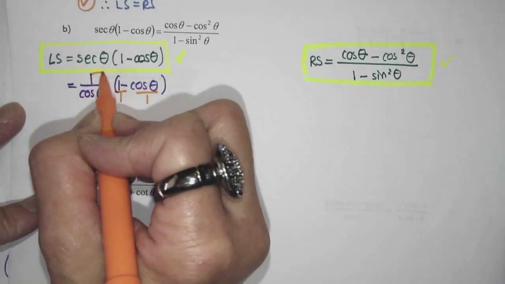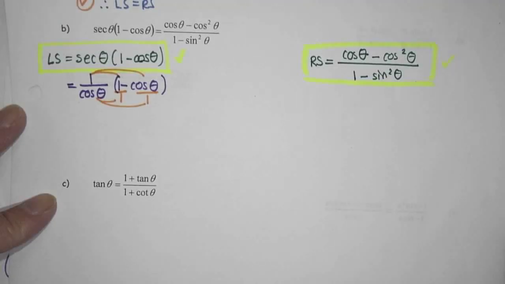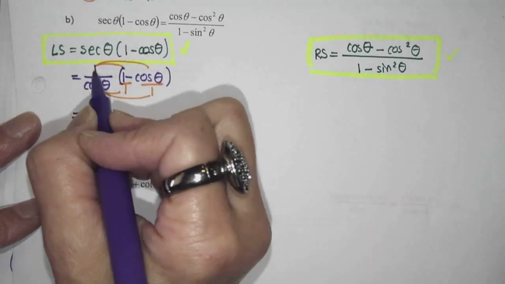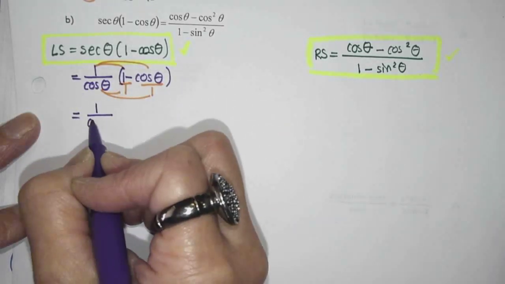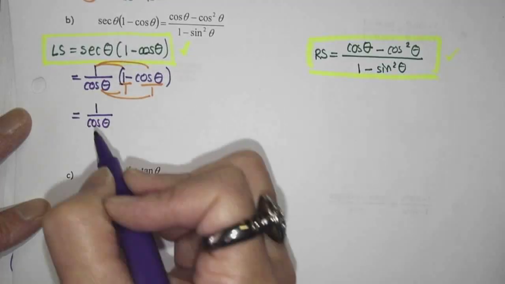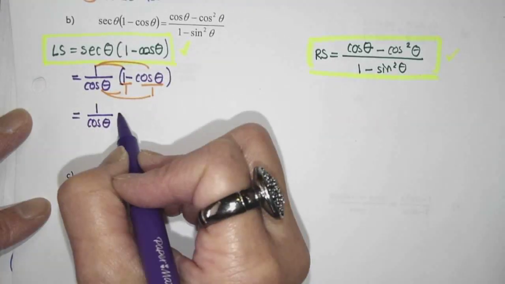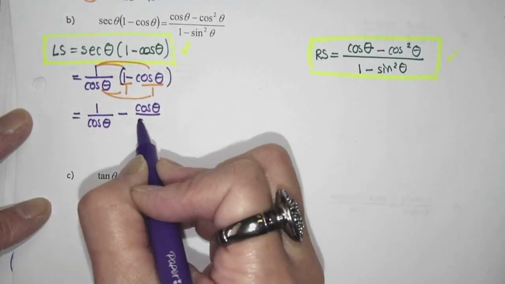Then you know you're doing numerator times numerator, denominator times denominator. Put it over 1 so you can see what's happening. That's a good habit to do. 1 times 1 would get me 1 over. Denominator times denominator is cos theta. Then for the second one, numerator times numerator would be minus cos theta. Denominator times denominator gets me cos theta.